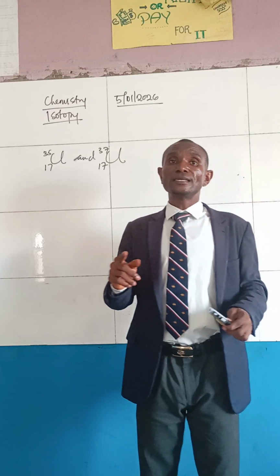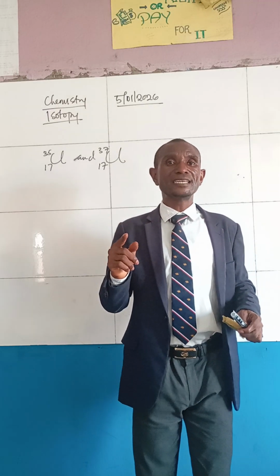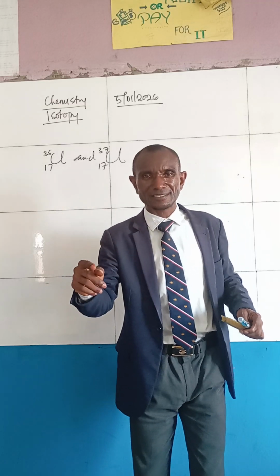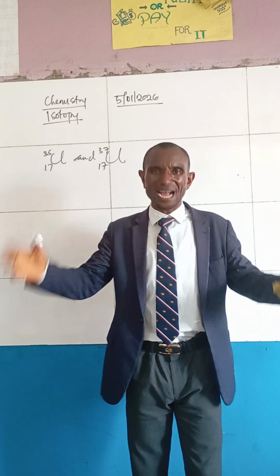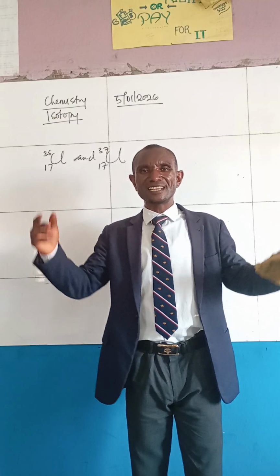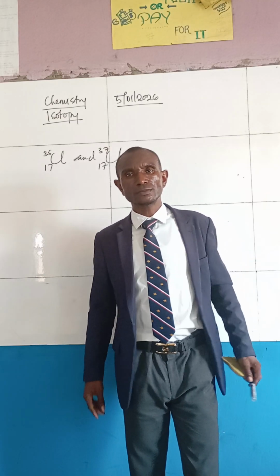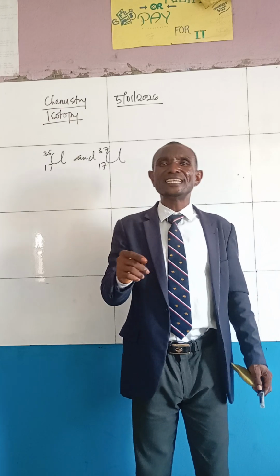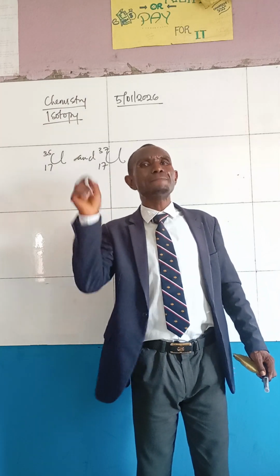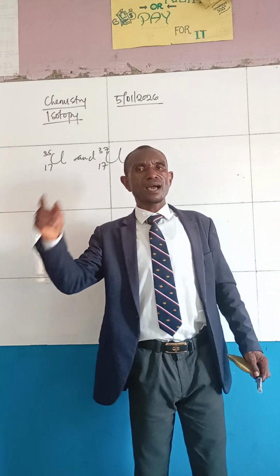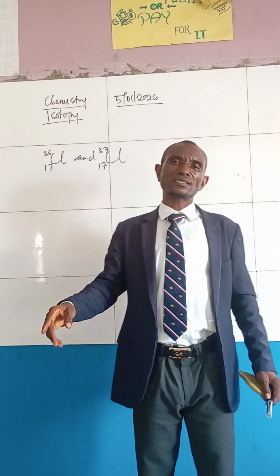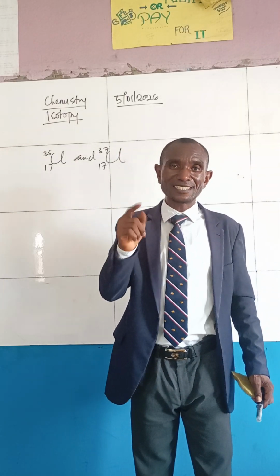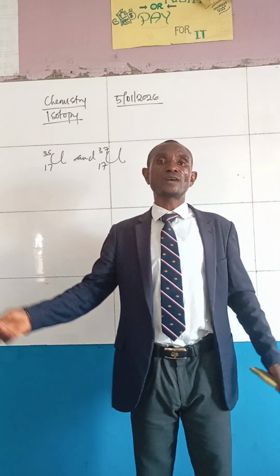Now, listen. The reason why the relative atomic masses of elements are not whole numbers is because of the existence of isotopes. Take it again. The reason why the relative atomic masses of elements are not whole numbers is because of the existence of isotopes, or the presence of isotopes.